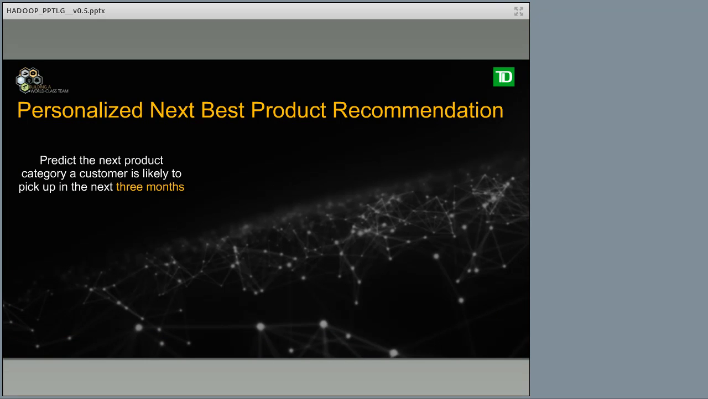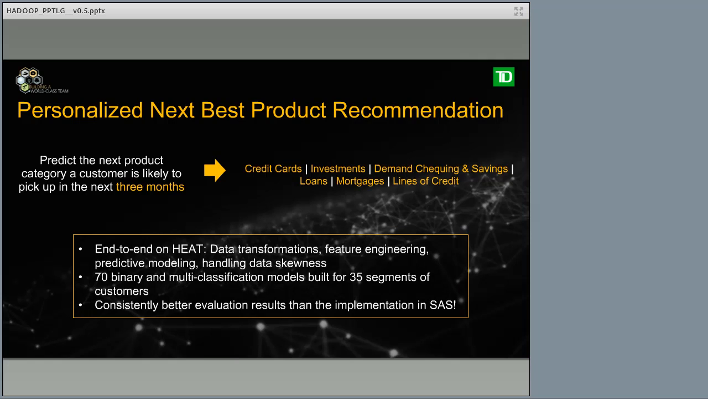Personalized next best product recommendation. The goal of this project was to predict the next product category a customer is likely to pick up in the next 3 months. This included credit cards, investment, demand checkings and savings, loans, mortgages, and lines of credit. This project was built end-to-end on Heat, including the data transformations, the feature engineering, the predictive modeling, and handling the data skewness. 70 binary and multi-classification models were built for 35 segments of customers. There were consistently better evaluation results than the implementation done previously in SAS.